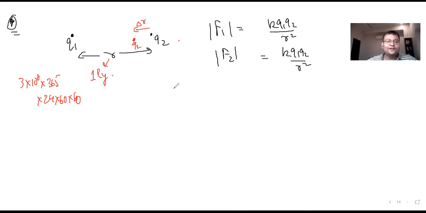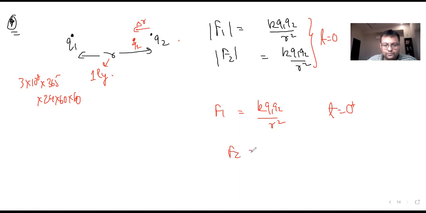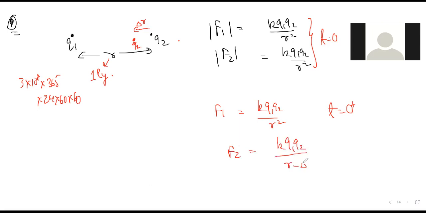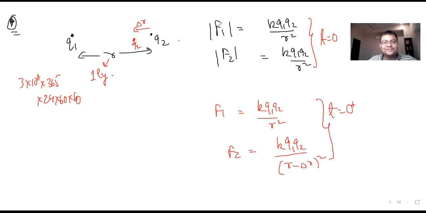It is 1 light year away, and so the information that the charge Q2 has been displaced will not reach Q1 immediately. So if this was the force at time t equal to 0, then at time t equal to 0 plus, F1 will still be given as Q1 Q2 by R square. What about the force on 2? R minus delta R. Why? Because it knows about the displacement.